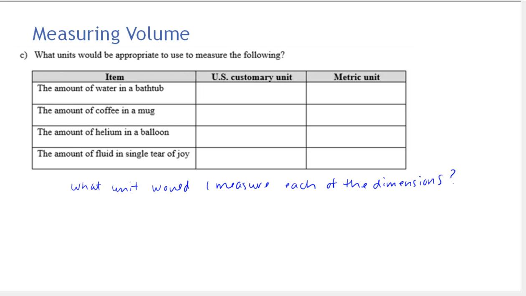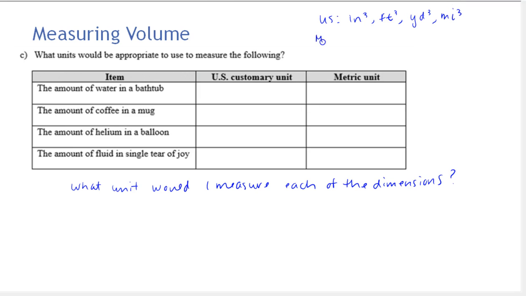Or what unit would I measure each of the dimensions? So if you think about the amount of water in a bathtub, the amount of water the bathtub holds is volume. Your first thought may be gallons of water, but for US we're going to use either cubic inches, cubic feet, cubic yards, or cubic miles.